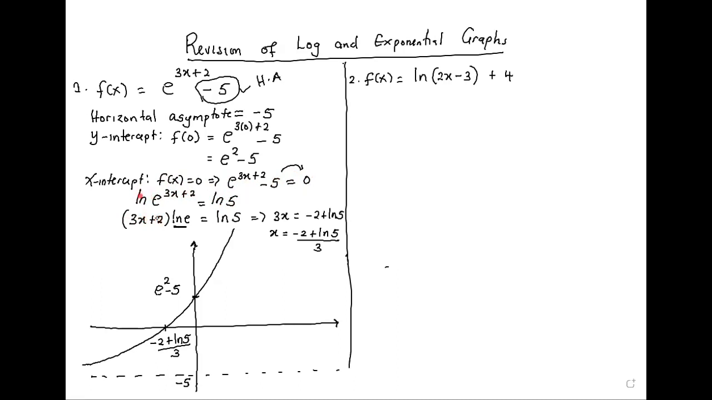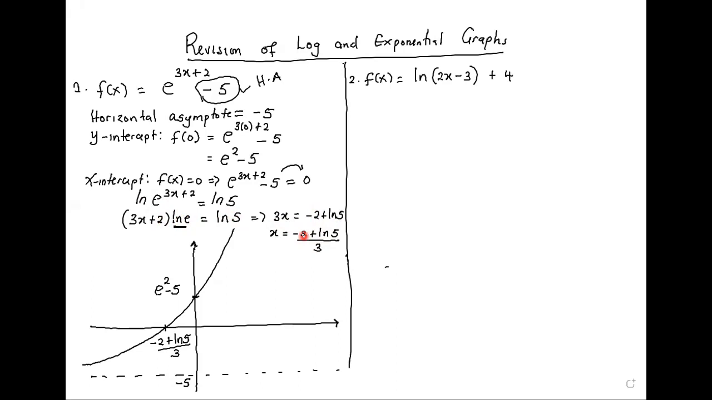Okay, and then you remain with ln e. Now ln e is like log e base e. Then log e base e is what becomes 1, is equal to ln 5. And then now we take to the other side, we have -2, and then divide by 3 for us to get the x-intercept.